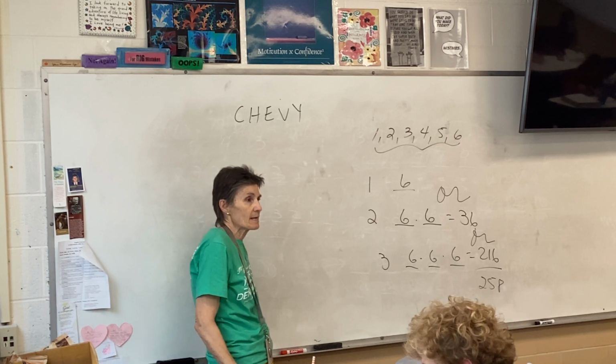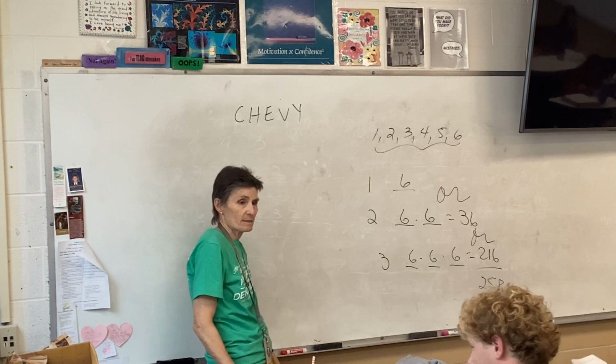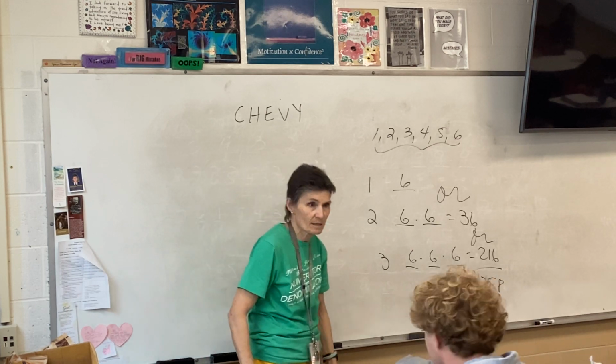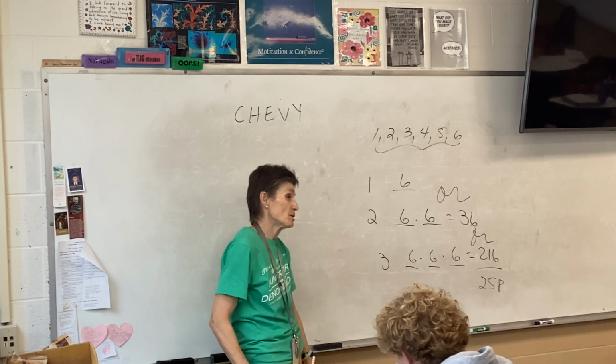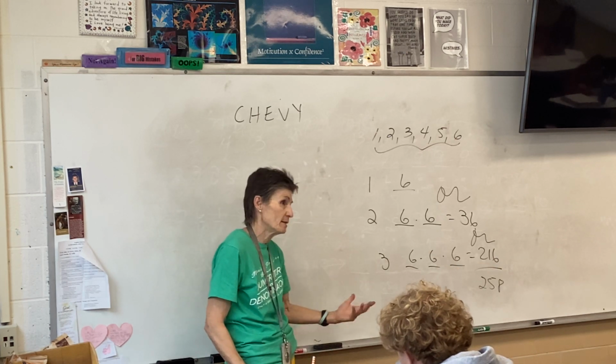$720. Because how many letters are there? 6. How many ways can you arrange 6 letters? 6 factorial. How many ways can you arrange 6 people? 6 factorial. How many ways can you arrange 6 books? 6 factorial. Period.